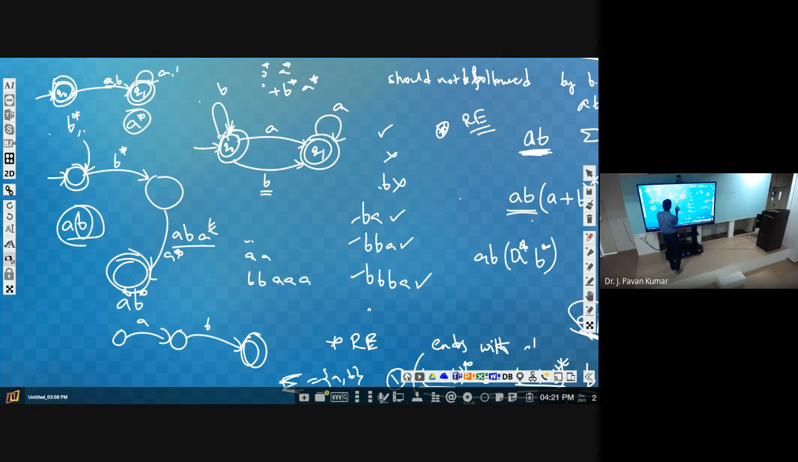Now everything is settled or not? A star plus B star followed by A star. Now if you have AB, will it be accepted? AB. No, sir. AB will not be accepted. Next, BA. BA will be accepted or not? Yes, sir. BAA will be accepted. B triple A accepted. BBA accepted. Triple BA will be accepted.